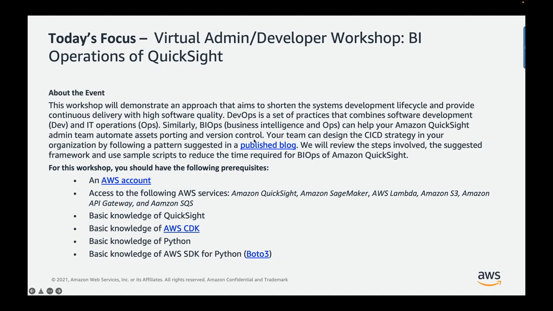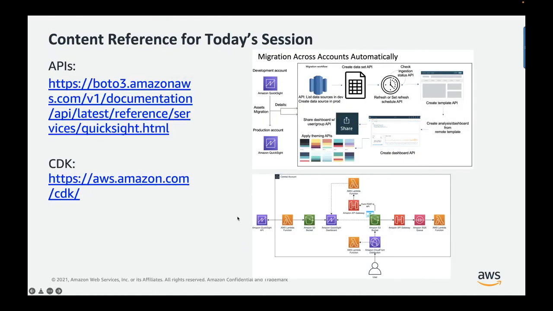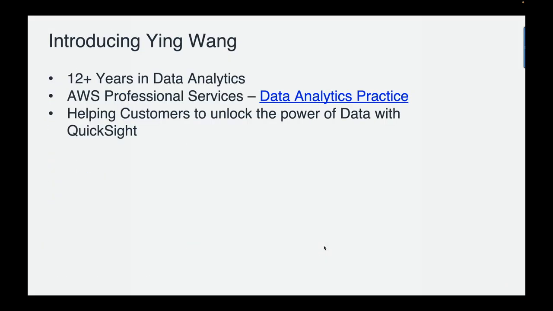And here is the reference of today's session. You can get information about the API from this link. You can get information about CDK from this link. We will dive deep one by one in the later slides. And here is the high-level solution, the methodology, and also how we can construct the infrastructure to do the cross-account QuickSight asset deployment. And about myself, my name is Ying Wang.